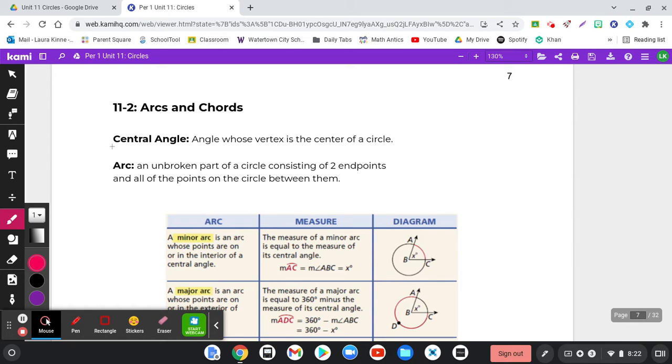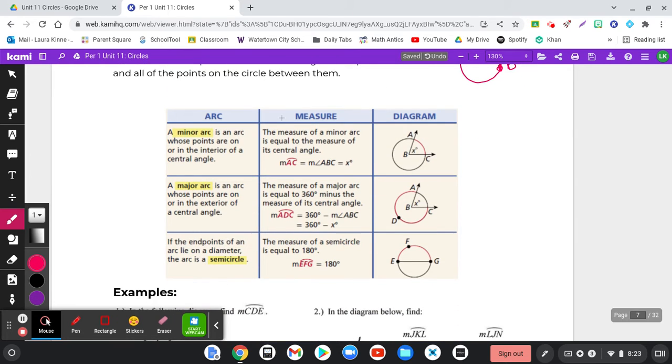First of all, a central angle is an angle whose vertex is in the center of the circle, and it's also congruent to the arc that the angle creates. And an arc is an unbroken part of a circle consisting of two endpoints and all the points on the circle in between them. So if I just draw this circle here, put a couple points on here, that part of the circle is called arc AB.